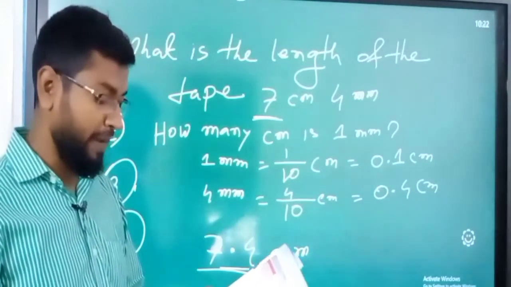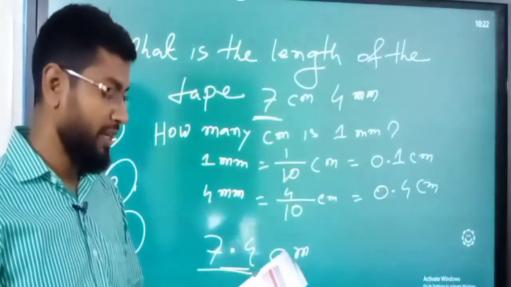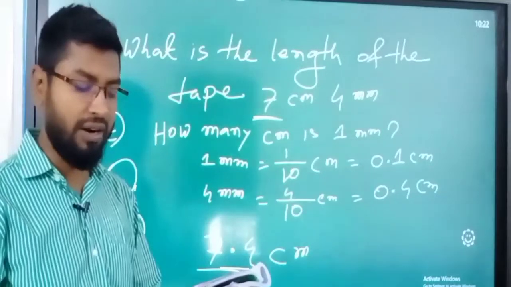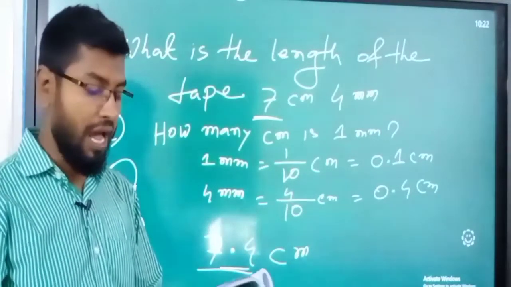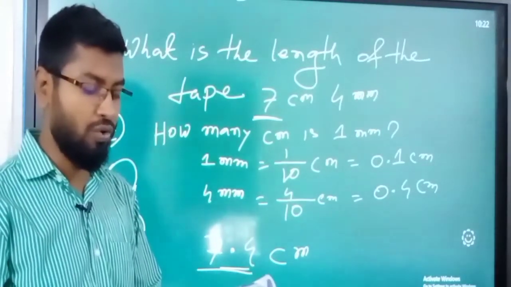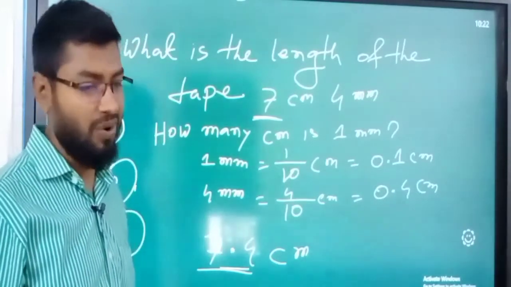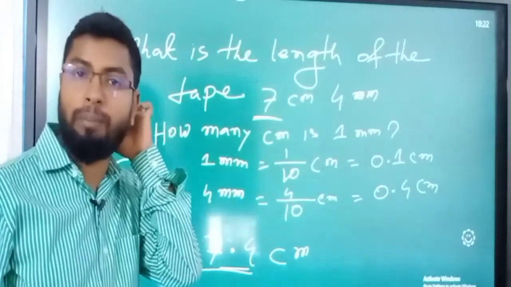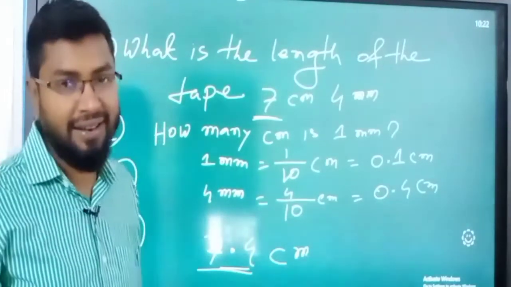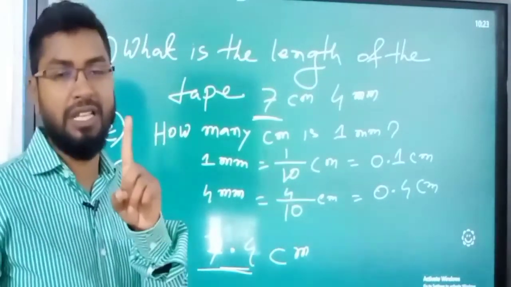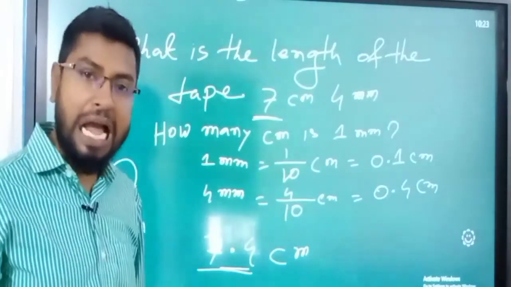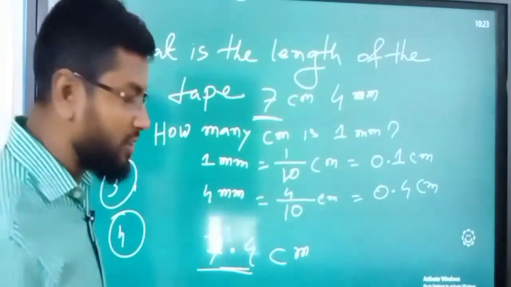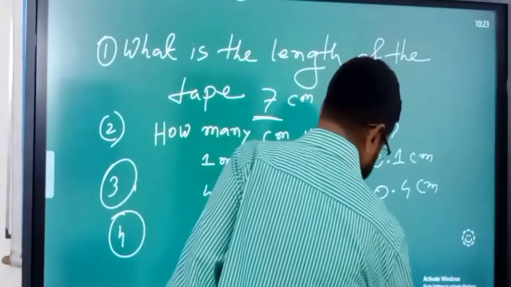Next part, page number 105, number 3. The weight of the orange is 1 kilogram 500 gram. How many kilogram is the weight of the orange? So like this we have to convert. If anything is divided by 10, after decimal there will be 1 digit. 100, after decimal there will be 2 digits. 1000, after decimal there will be 3 digits.